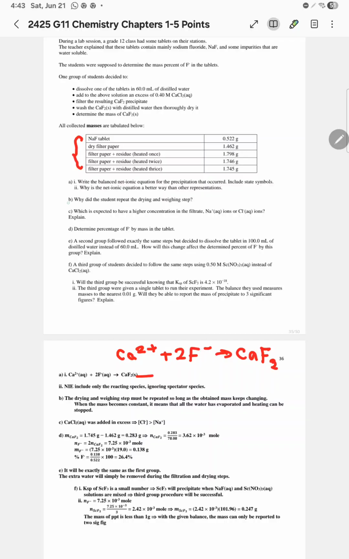Now, why did the student repeat the drying and weighing step? Because you need the difference in mass to be insignificant. You need all the water to dry. Like I said, 0.001 gram is insignificant.